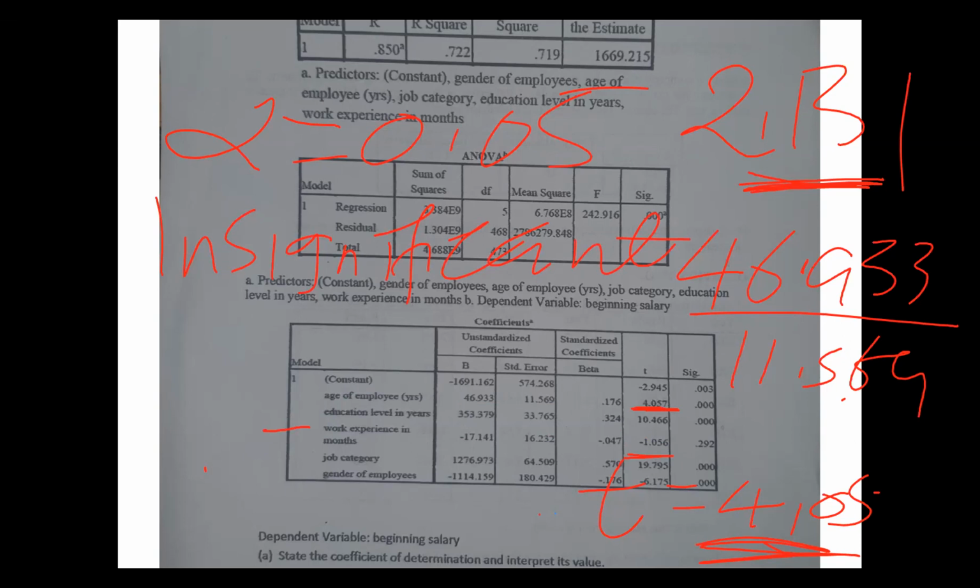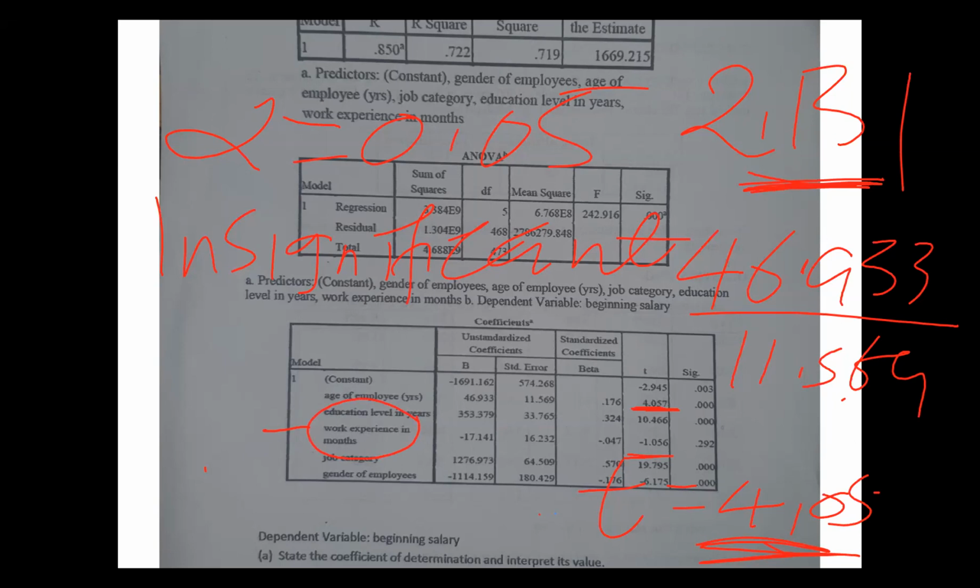So this one, we fail to do what? We fail to reject. If we fail to reject for this one, it simply means that this work experience is statistically insignificant. That is to say, it doesn't matter. It doesn't contribute to the model, right? It doesn't matter.